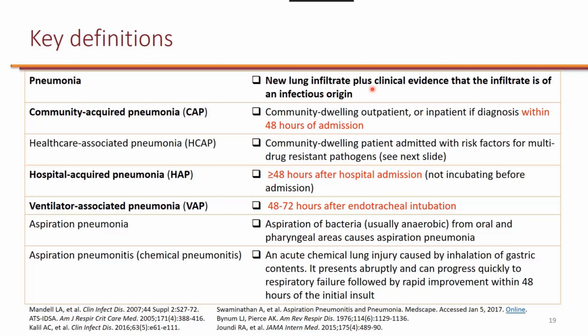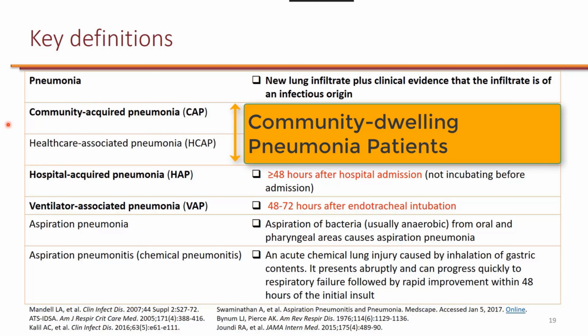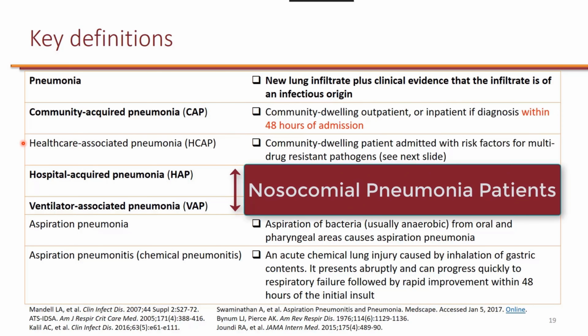Now, generally speaking, there are 2 types of pneumonia patients. There are community dwelling patients, which means patients who are not hospitalized, so they are residing in the community. And that consists of community-acquired pneumonia and healthcare-associated pneumonia. Whereas we have nosocomial pneumonia, and patients with nosocomial pneumonia will be residing in the hospital. So the 2 types of nosocomial pneumonia are hospital-acquired pneumonia and ventilator-associated pneumonia.